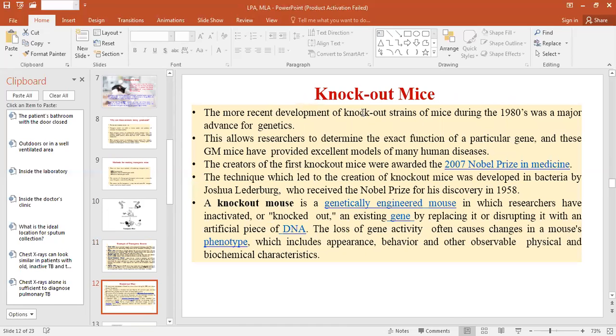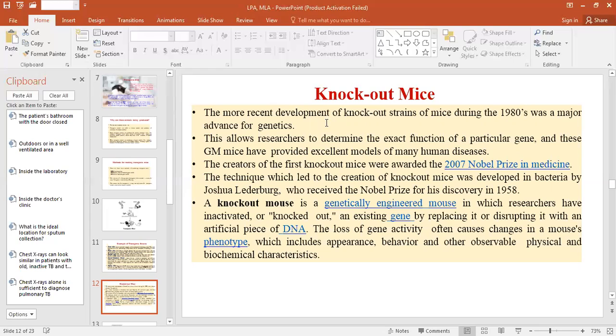Now I'm coming to knockout mice. The more recent development of knockout strains of mice during the 1980s was a major advancement in genetics. This technology allows a particular gene on the DNA strand to be altered, usually removed, but it may also be inactivated or inserted. This allows researchers to determine the exact function of a particular gene.